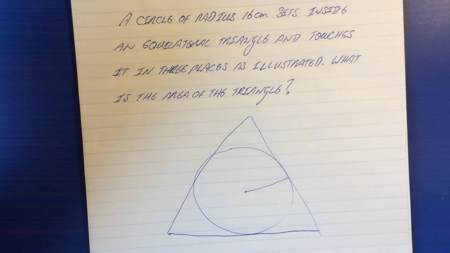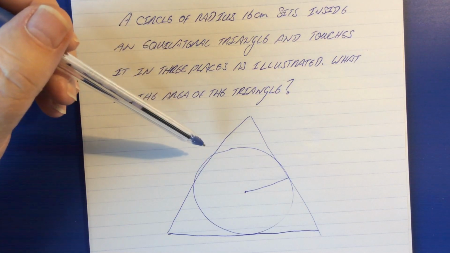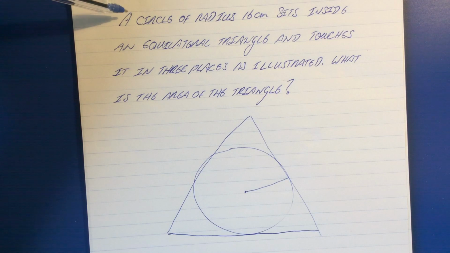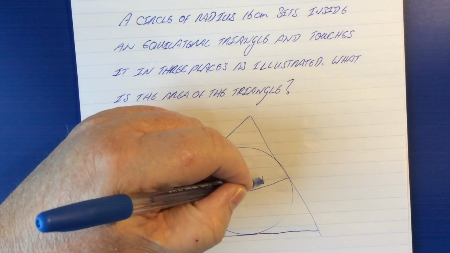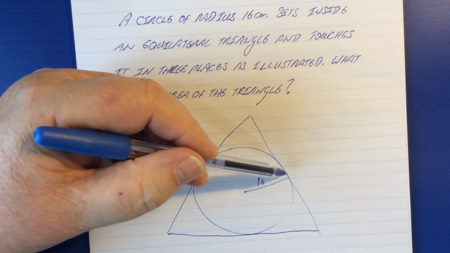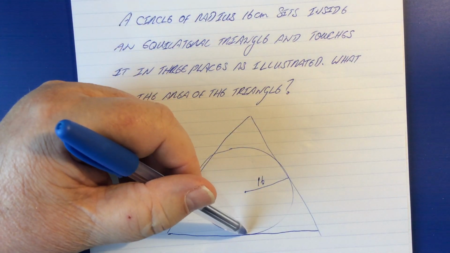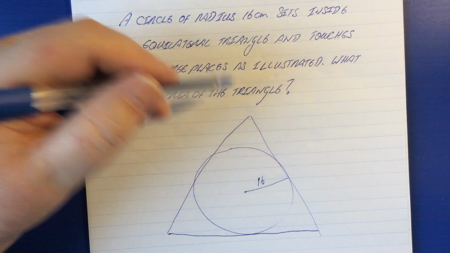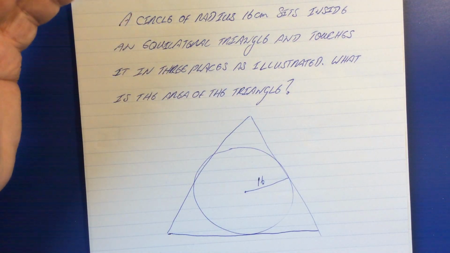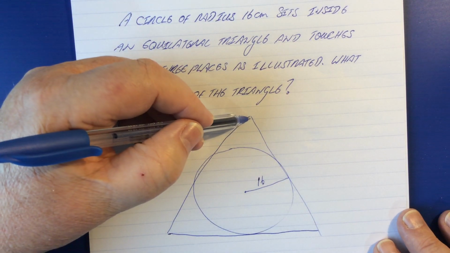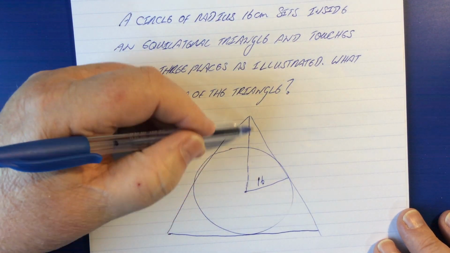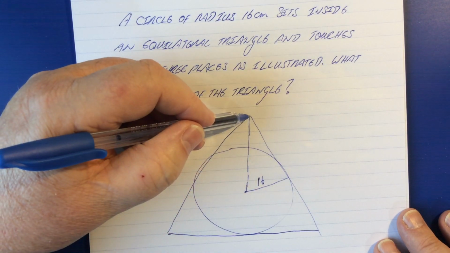Now, you'll have seen a much prettier illustration of this at the start of this video. But what we've got is a circle with a radius of 16 that touches an equilateral triangle in three places. And we need to find out what the area of the triangle is. And you'll note that there's a line here.